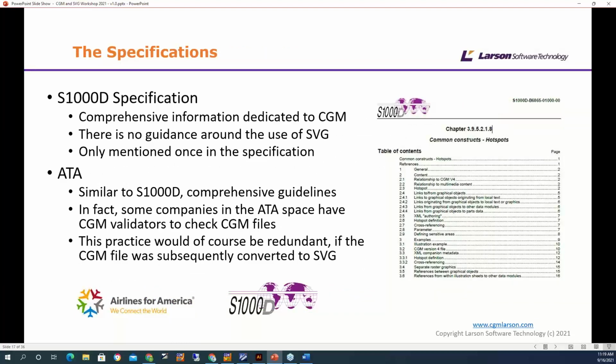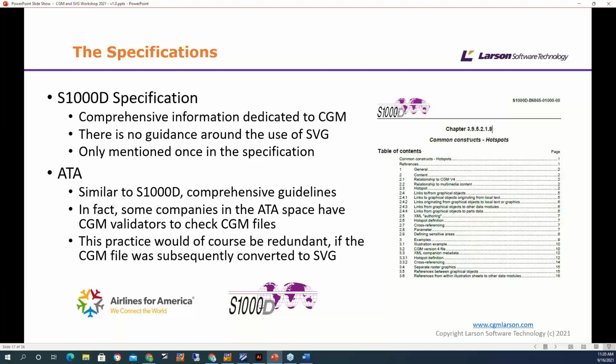So as I said, S1000D has a whole chapter on hotspots. If you're interested in the spec, the chapter's on the right hand side. Lots of information and guidance, but no guidance for SVG, only mentioned once in the spec.